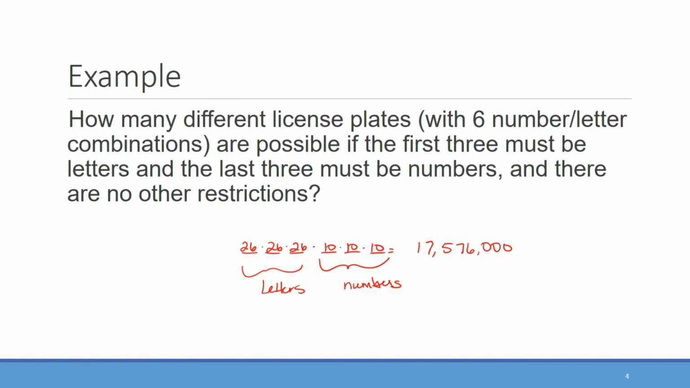So if you're in a state like Kentucky that has 3 letters and 3 numbers, then that would be the number of different license plates that you could possibly have. But we know that there are some restrictions, but there's still going to be an awful lot.